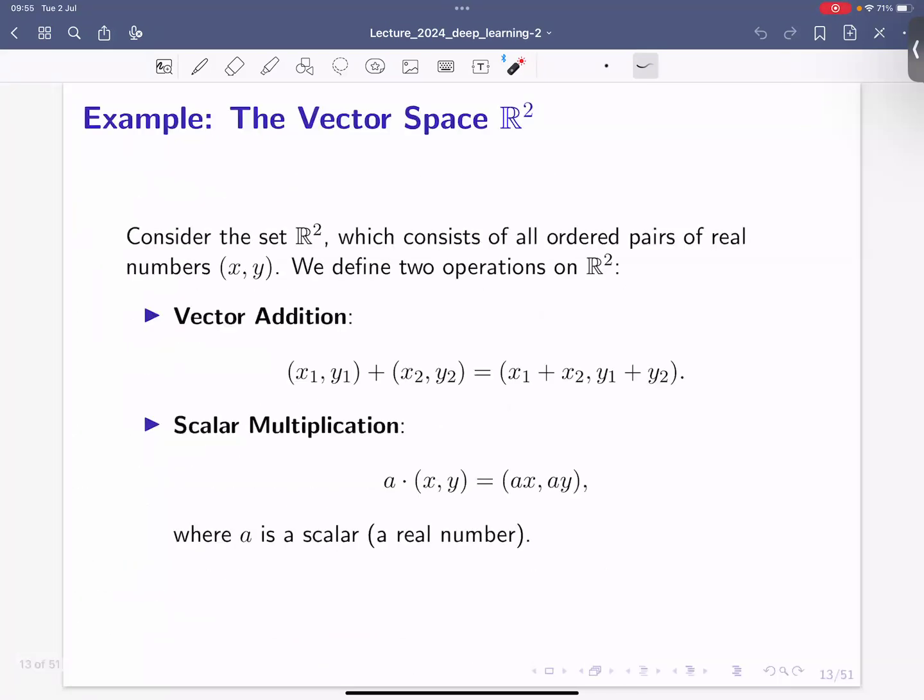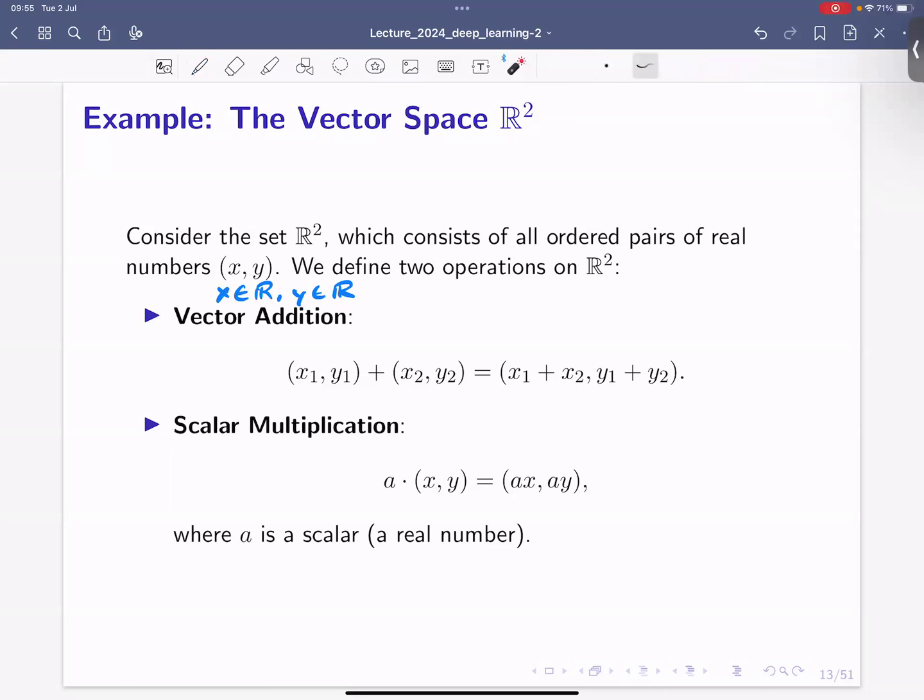And let's just look at an example of a vector space, which is R2. So R2 is essentially defined as a set of ordered pairs of real numbers. So think of X and Y, right? So here, X is in R, and Y is also in R. And then we can define operations on this vector space R2.